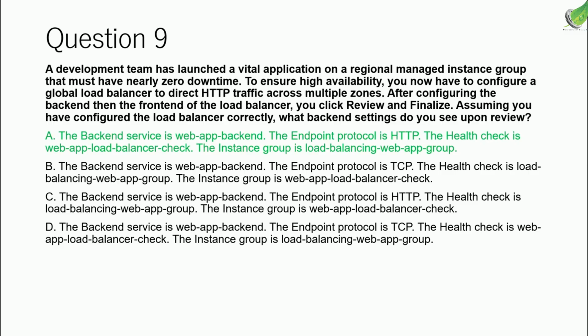Therefore, after reviewing all the settings, the only correct and logically named configuration is A. The backend service is Web App Backend. The endpoint protocol is HTTP. The health check is Web App Load Balancer Check. And the instance group is Load Balancing Web App Group.